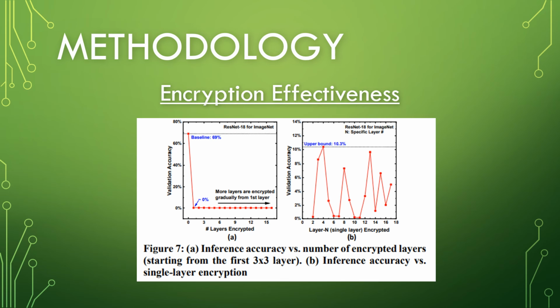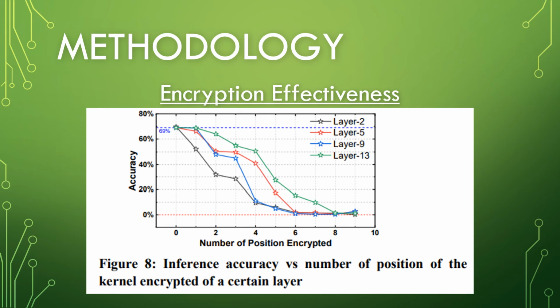Furthermore, the authors found that even if only part of all the kernels in a certain layer is unknown to the adversary, the model is still well protected. And in the next figure, figure 8, it shows the accuracy degradation caused by partial kernel encryption of a single layer. It shows that just encrypting 6 positions out of the 3 by 3 kernel is enough to drop the accuracy to almost 0% for layers 2, 5, and 9.